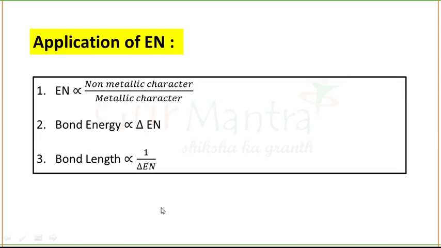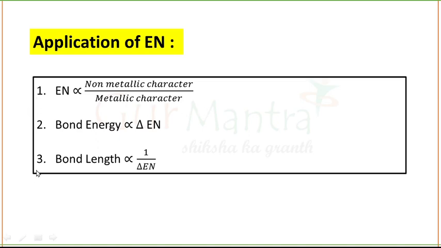Next is the application of electronegativity. So basically electronegativity is directly proportional to non-metallic character and inversely proportional to metallic character. It means if you increase the value of electronegativity, non-metallic character will increase while metallic character will decrease.